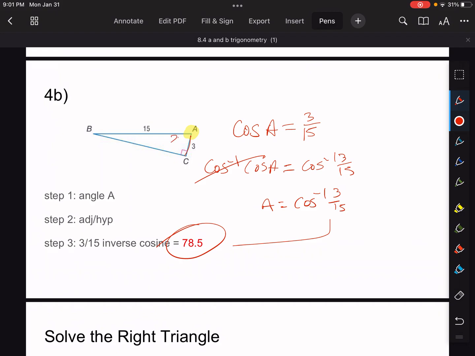So if this is 78.5, I now can tell you that if you needed to find B, it would be 90 minus that, right? Because this is a 90-degree angle. All triangles add up to 180 degrees. So you can subtract that to find that. And then if you wanted to find out what this length is, you can either use trig or you can use your Pythagorean theorem, right? So once you know your angles, you can solve the whole triangle. And you can use any method you're comfortable with.